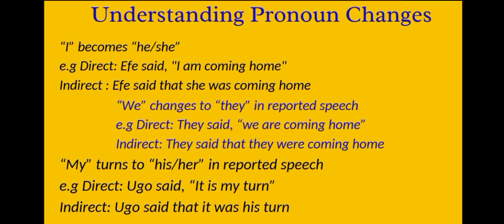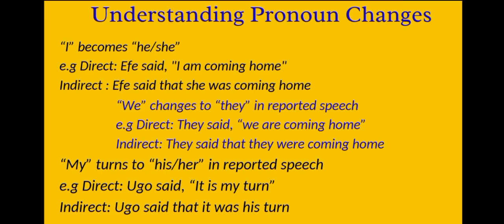We changes to they in reported speech. Example, in direct speech, you have they said, "We are coming home," in quotation marks. Now, indirect speech, they said, remove the comma as we said earlier, then you add that. When you add that, then the pronoun we changes to they. The pronoun we changes to they. Please don't forget it. All right. So they said that they were coming home.